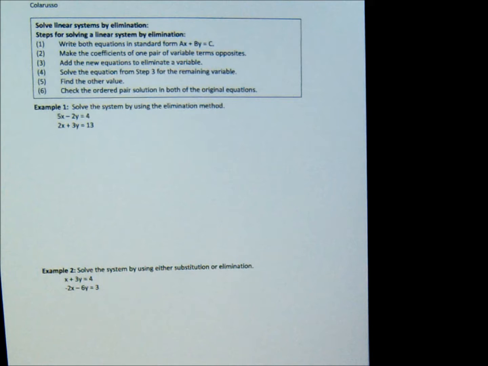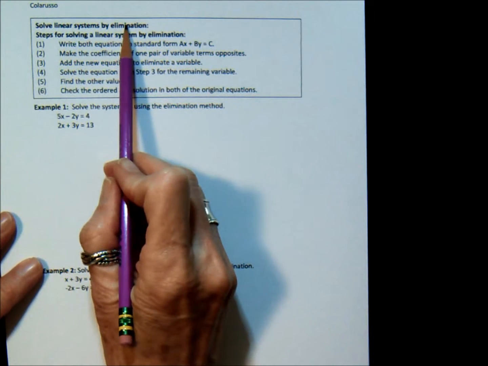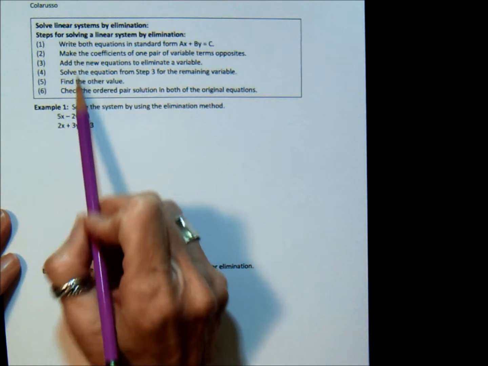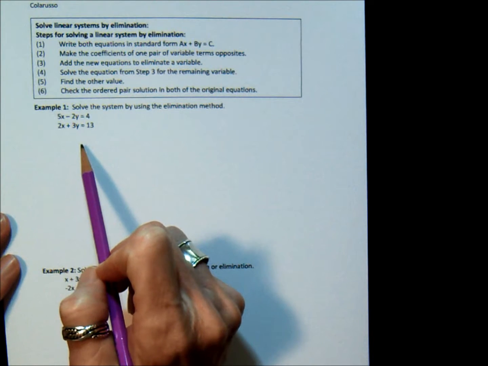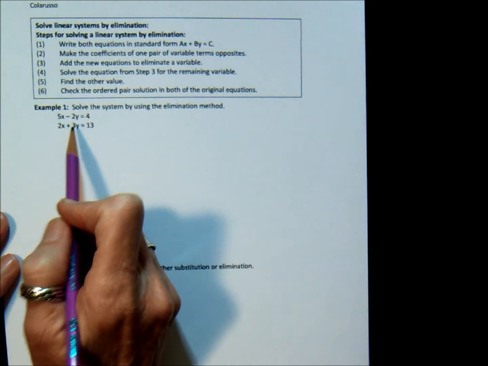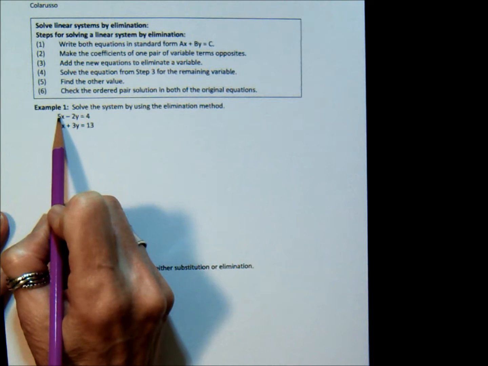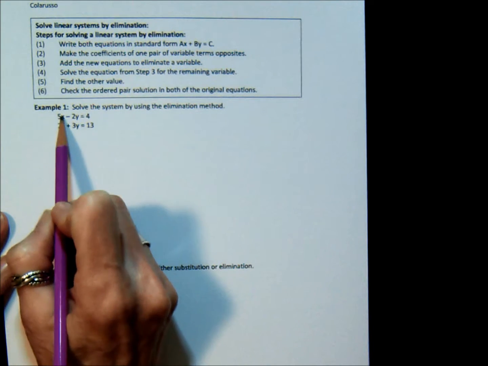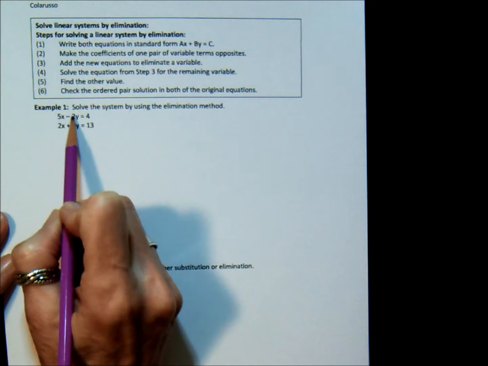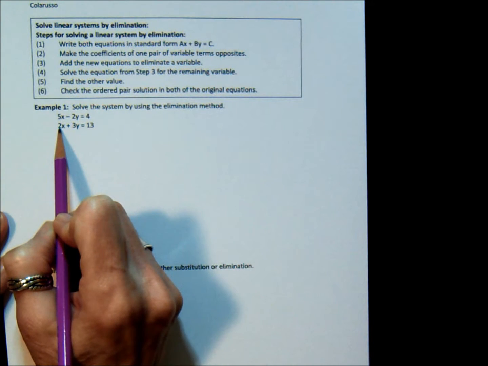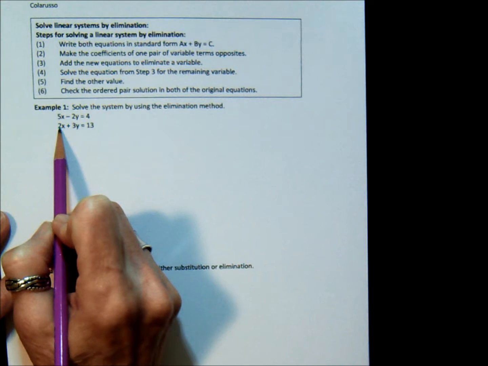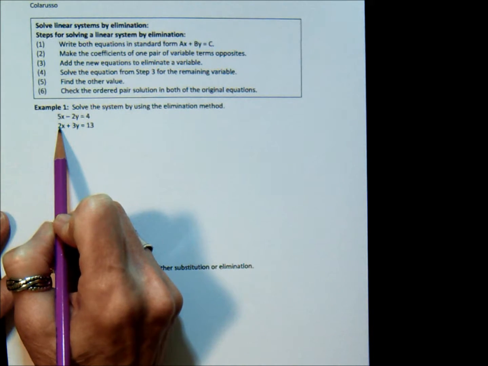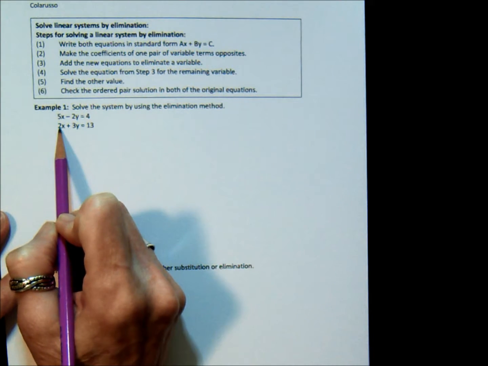Let's take a look at the second method, which is the elimination method. And again, rather than reading these directions, I'm just going to walk you through it. In order to do this method, you're going to choose it when it would not be easy to solve for either x or y because there are coefficients other than 1 in the front. If I solved for x or y, I would end up with fractions, and that makes for a very messy substitution. So we don't want to do that.